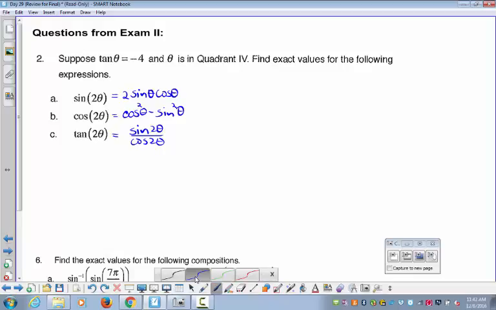So this tells us to figure out sine and cosine of 2 theta, we need sine and cosine of 1 theta. So both of these expressions depend on knowing sine of 1 theta and cosine of 1 theta. So somehow we have to use the information given to figure out sine and cosine of theta.